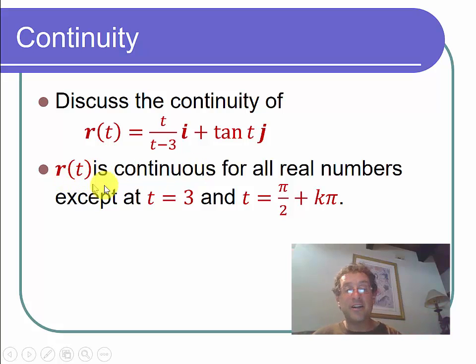So we can say that r of t is continuous for all real numbers, except at t equals 3 and t equals pi over 2 plus k pi. And that is the full story of the continuity of this vector valued function.